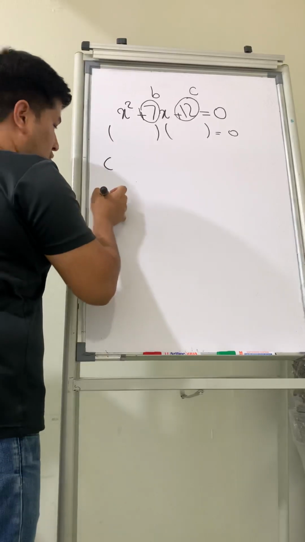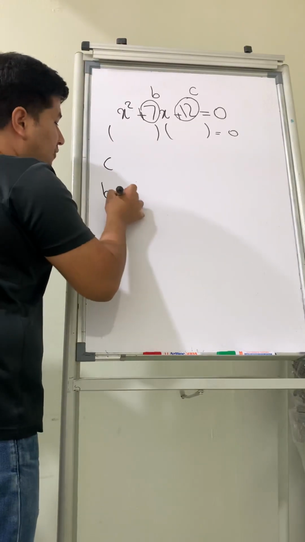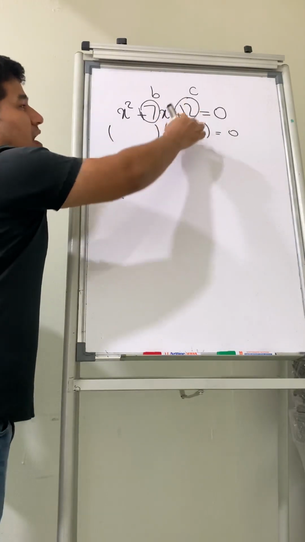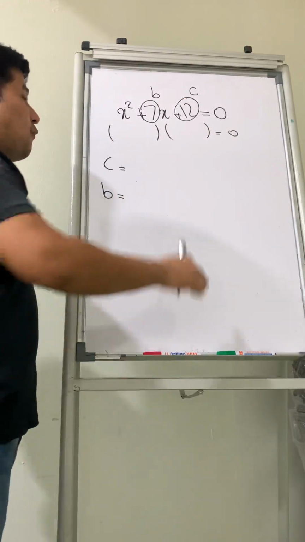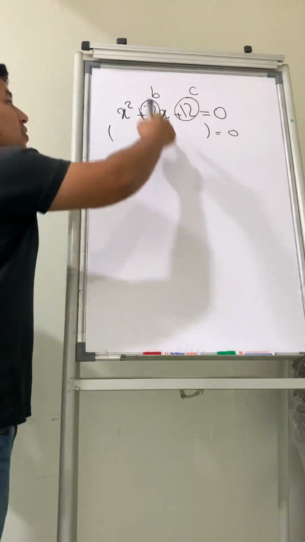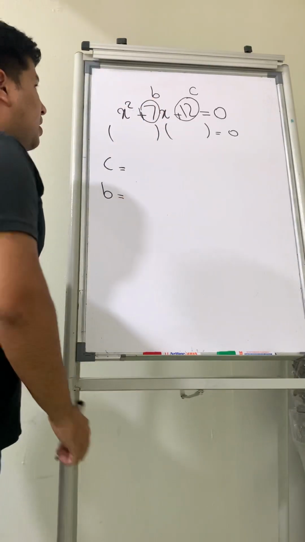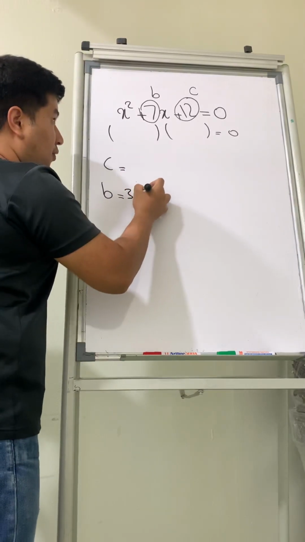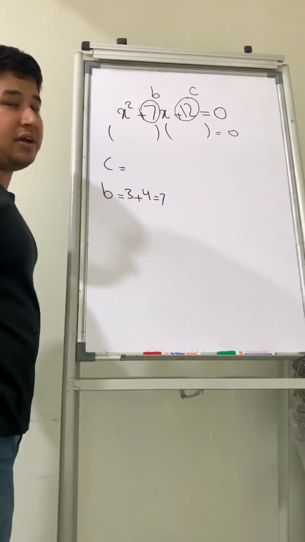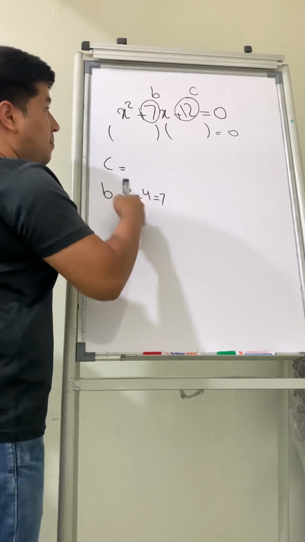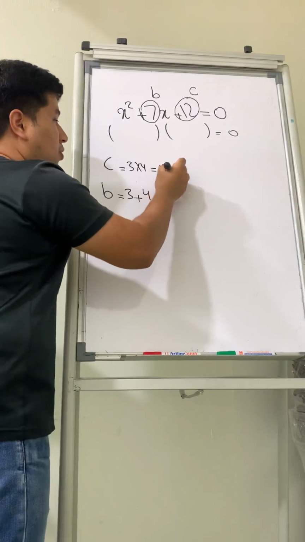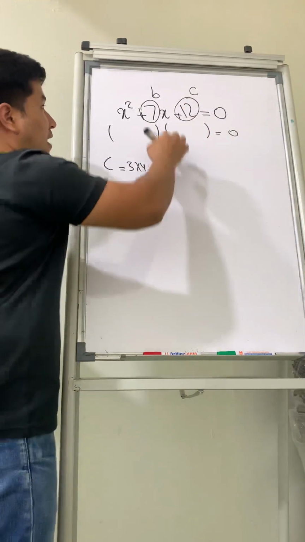We should choose two values that if we multiply, we get c, and if we add or subtract, we get b. Okay, I can see that 3 plus 4 is equal to 7. Let me try the same numbers to multiply. I'm going to say 3 times 4 is equal to 12. I have 12, I have 7.